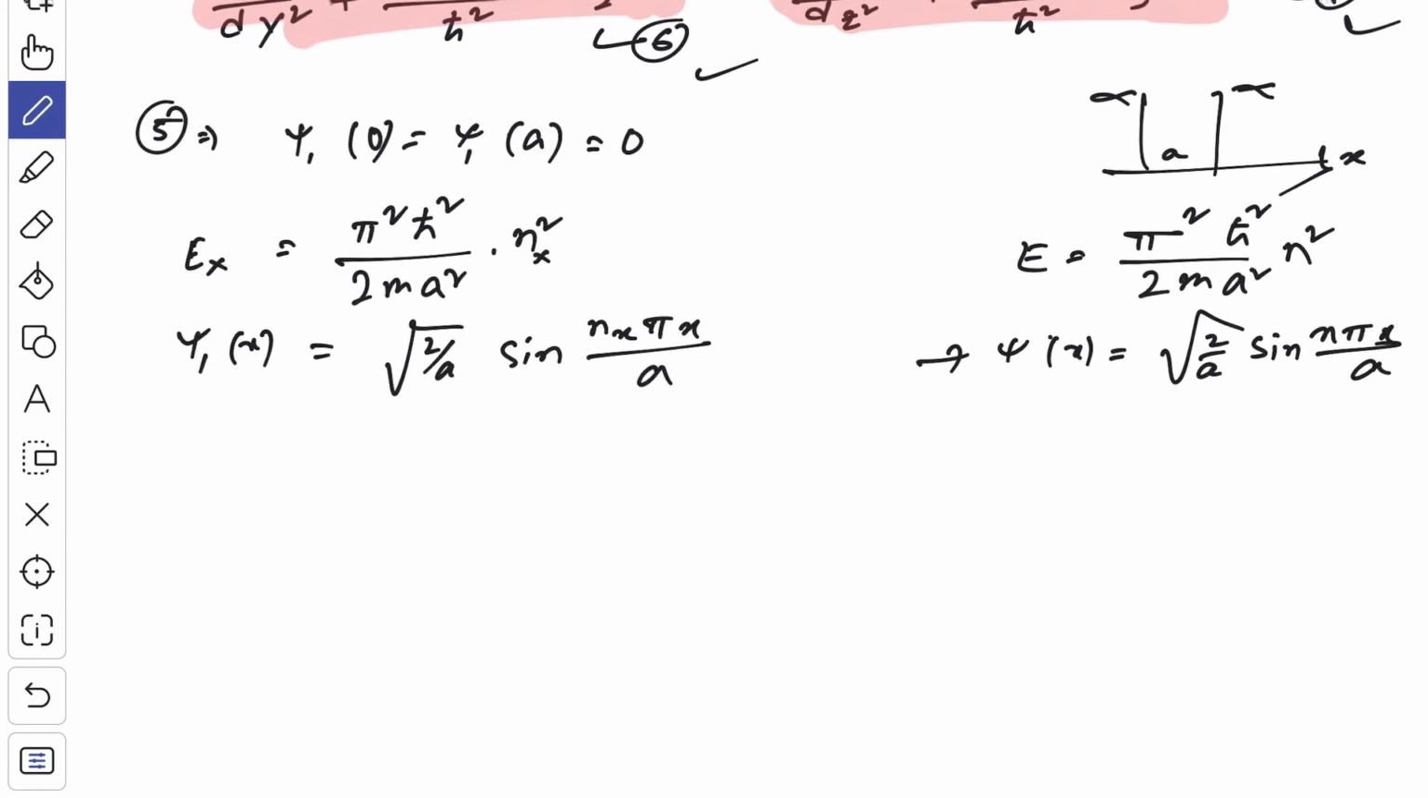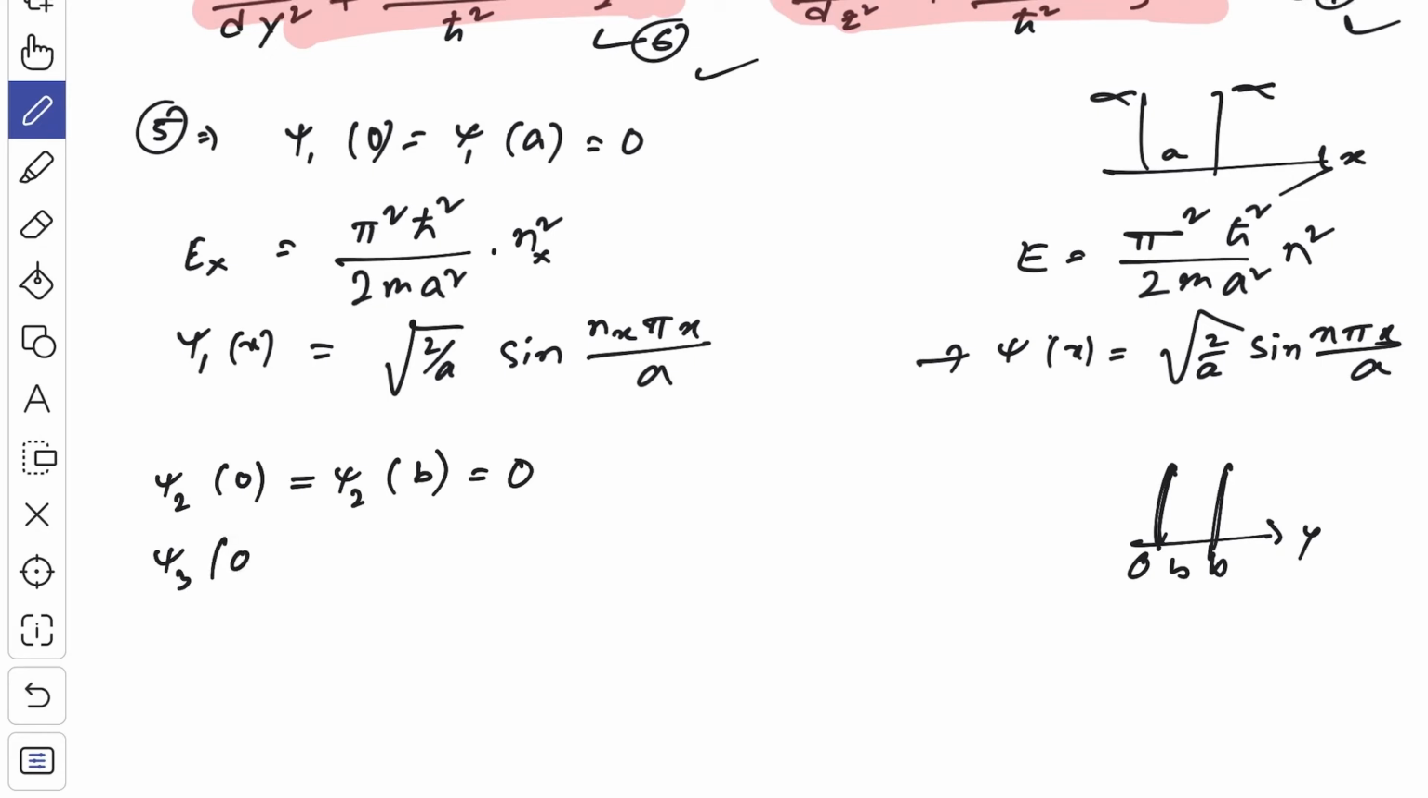So if you apply boundary conditions in 6 and 7, what are the boundary conditions along the y and z axes? Psi 2 at 0 and psi 2 at y equal to b are 0. Here in the y axis we have considered the distance between these two boundaries as b, this one 0, this one b. So at y equal to b it will be 0, and similarly psi 3 at z equal to 0 and psi 3 at z equal to c are 0.